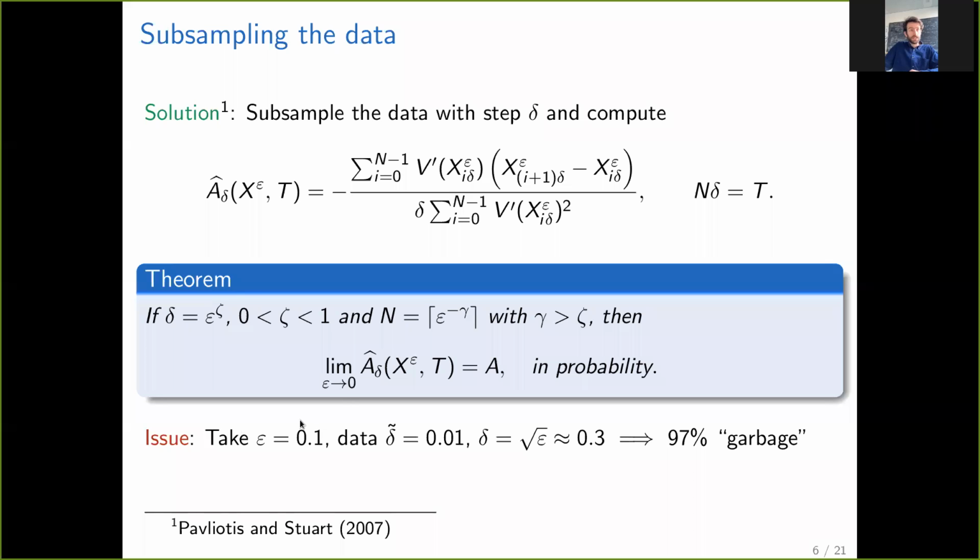And as I said before, the third issue is that we throw a lot of data in the garbage. For example, I've just taken some numbers. If the scale separation parameter is 0.1, if data is obtained at frequency 10 to the minus 2, and if we set delta in the mid-range of this acceptable range, so square root of epsilon, then 97% of the data is garbage. This effect is more acute if the data arrives with a higher frequency, or if the scale separation parameter is smaller, and in some applications this would lead to throwing away even 99.5% of the data.